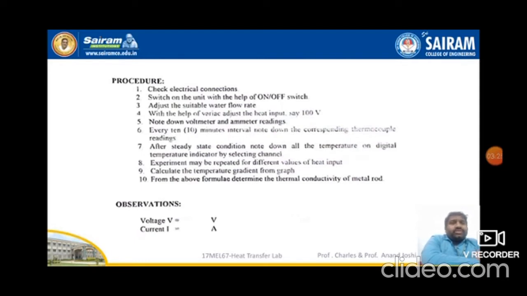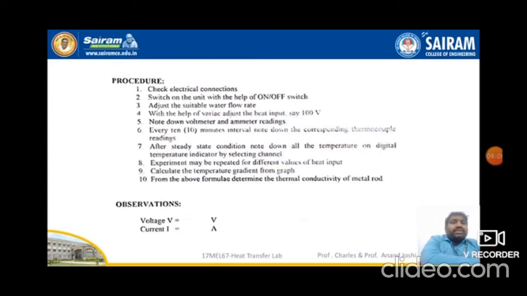First is to check the electrical connections. Second is to switch on the unit with the help of the on and off switch. Third is to adjust a suitable water flow rate. Fourth is to adjust the heat input, say 100 volts. Fifth is to note down the voltmeter and ammeter readings. Sixth is, at every 10 minute interval, note down the corresponding thermocouple readings.